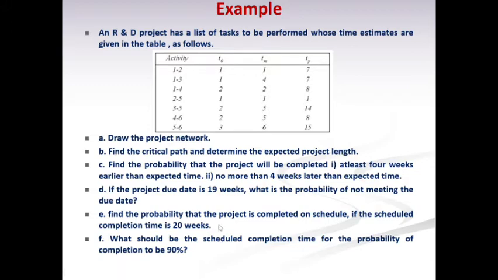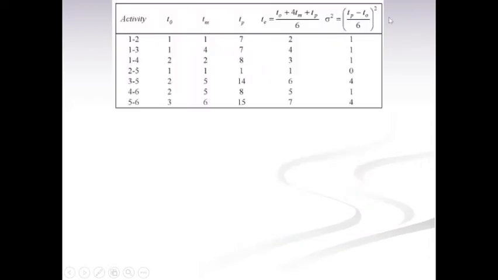So this is a given example problem. We will see how to solve this problem. First thing is we have to calculate the TE value, that is the expected time for each and every activity. Then we have to calculate the variance, sigma squared, for all the activities. We know the formula for TE is TO plus 4TM plus TP divided by 6. By using all these values, we can calculate the TE value for all the activities like this.